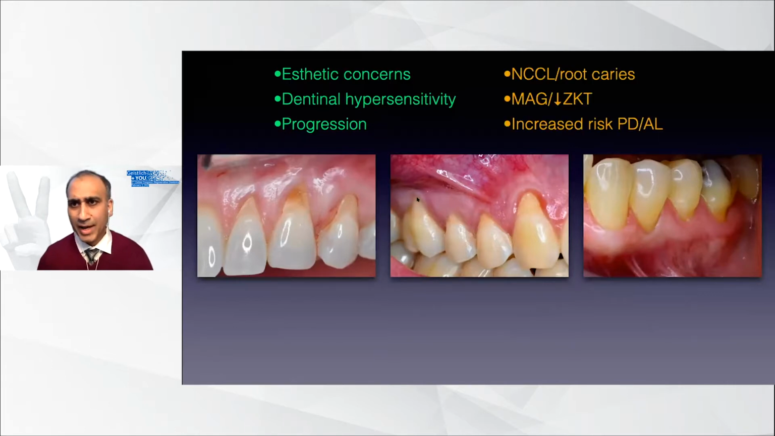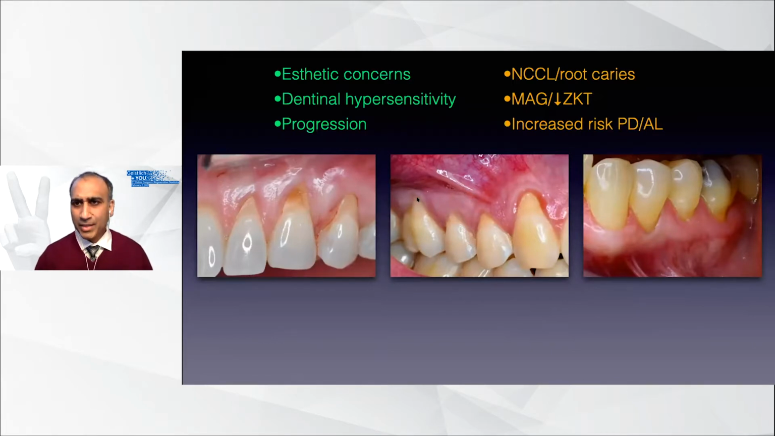Of course, on top of that, as a clinician, I'm seeing more non-caries cervical lesions and root caries associated with these defects. Furthermore, oftentimes they're associated with minimally attached gingiva and a thin or narrow zone of keratinized tissue, which furthermore leads to increased risk of development of periodontal disease and attachment loss.